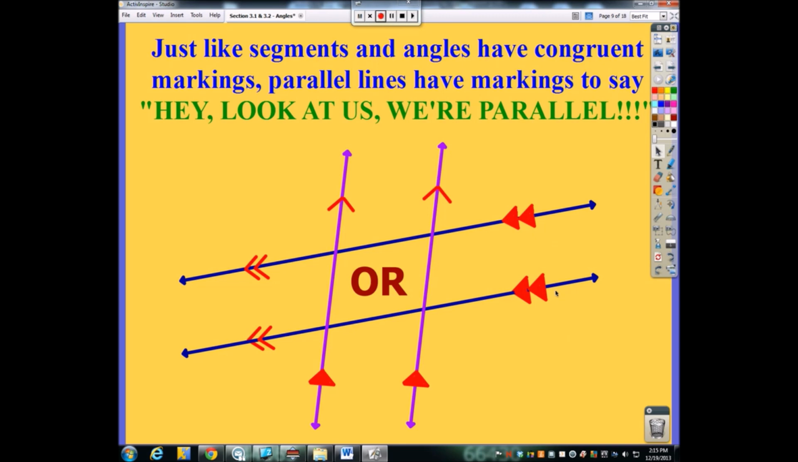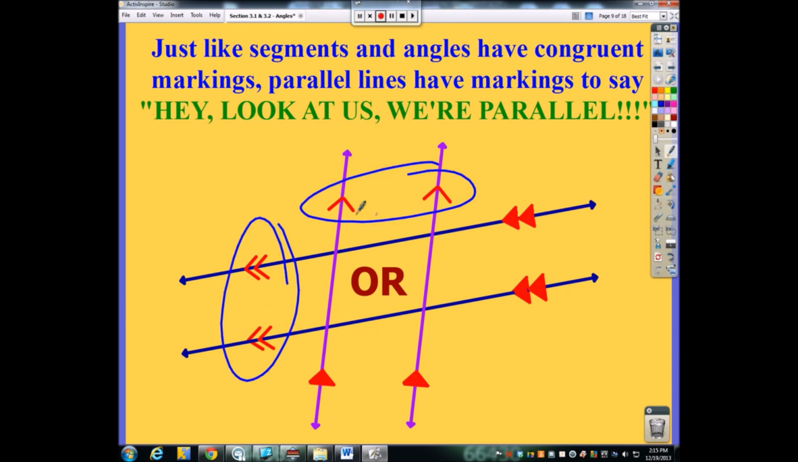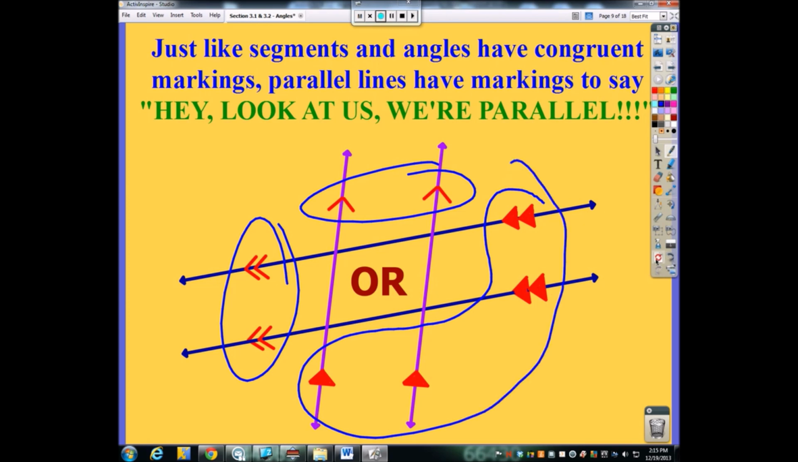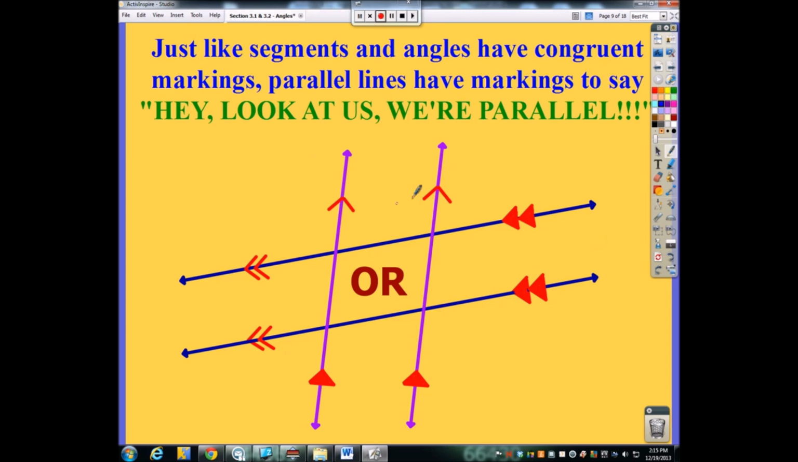Now, one more little thing before we start doing some examples. Just like segments and angles had congruent markings, parallel lines have markings to say, hey, look at us, we're parallel. There's a couple different things you might see. In class, I use more the arrowhead notation here. Sometimes in the book, though, they use a filled-in triangle look. If you notice, there's different numbers of these markings. So I'll just use this example over here. Since this has 1 marking and this has 1 marking, we're saying these 2 lines here are parallel. And since these 2 have 2 sets of markings, I'm saying these 2 are parallel.